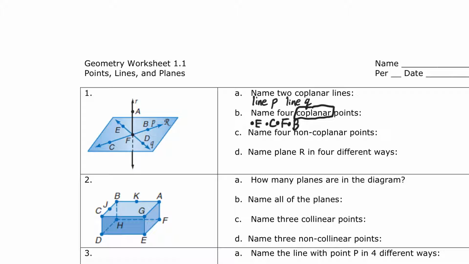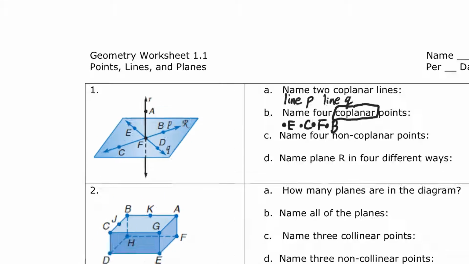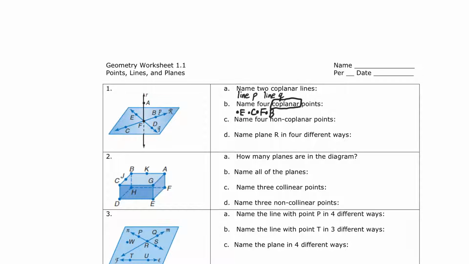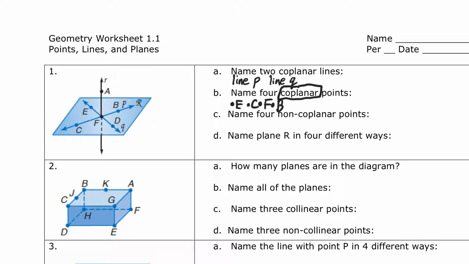Okay, next it asks for 4 non-coplanar points. Now again, as you look at this, if you'll notice this little dashed line right here, what they're trying to do is they're trying to show that that line right there is going down into that plane. So which point is going to be the point that's not on that plane? It's point A. Point A is going to be up here, up above there somewhere, okay? So 4 non-coplanar points. So you could say like point E, point C, point F, and now I'm going to add point A.